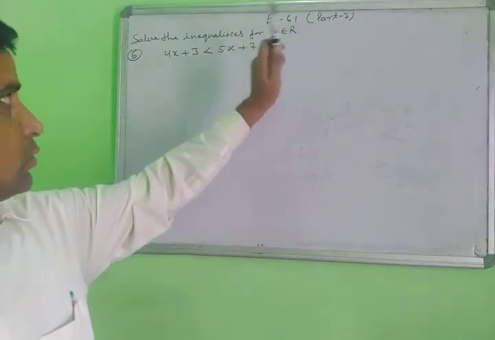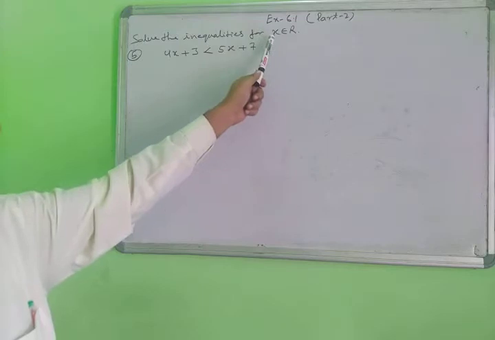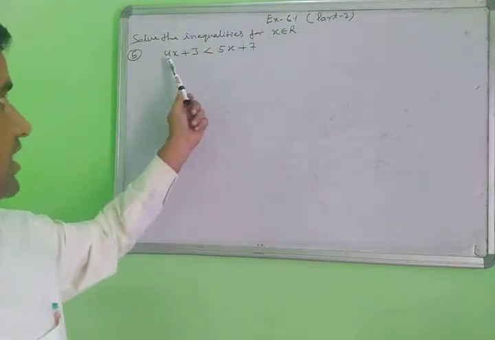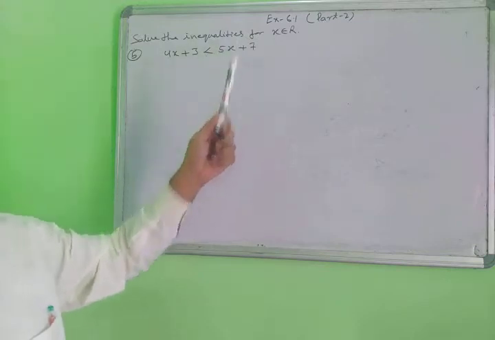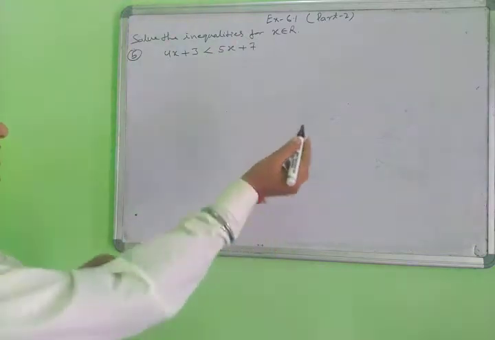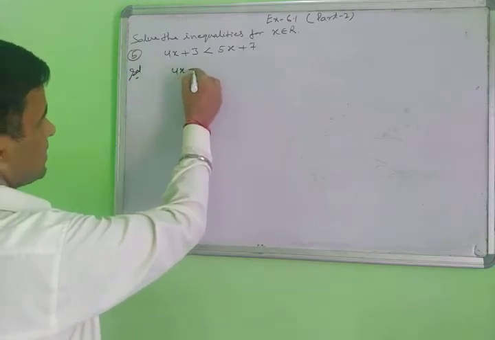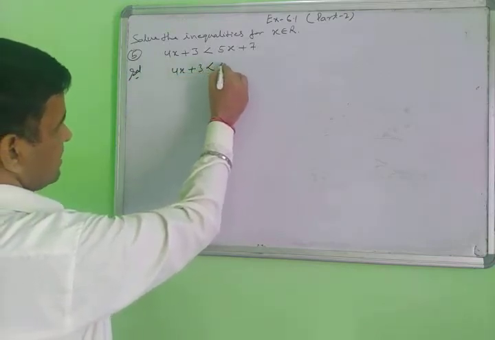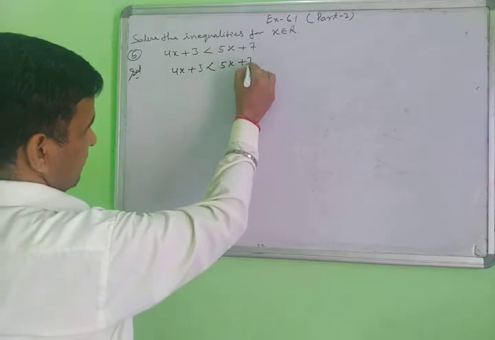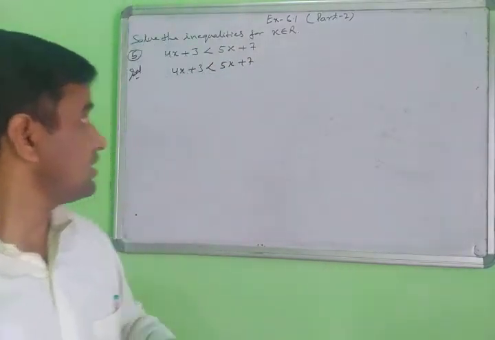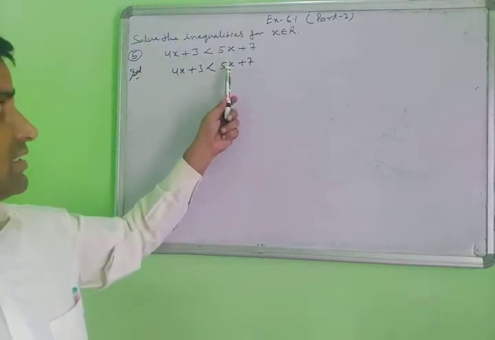Exercise 6, part 2: solve the inequalities for x, where x is a real number. 4x + 3 < 5x + 7. Now start the solution here. 4x + 3 < 5x + 7. Here we have 4x and here 5x.